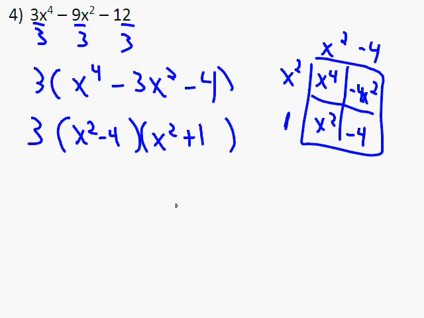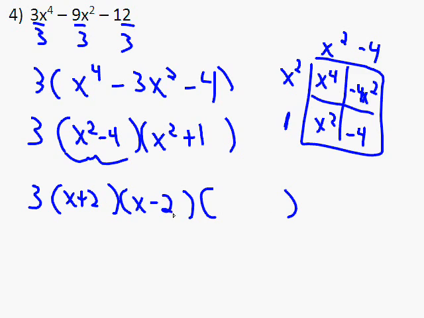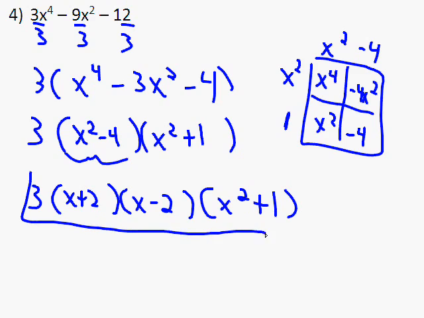Now here's where it gets even more fun. We have to look inside both these parentheses to see if we can factor either one further. We notice that the x squared minus 4 can indeed be split up as a difference of squares. It can be split up as x plus 2 and x minus 2. Now the x squared plus 1 is a prime factor, so we're just going to leave that one just like it is, giving us our final answer.